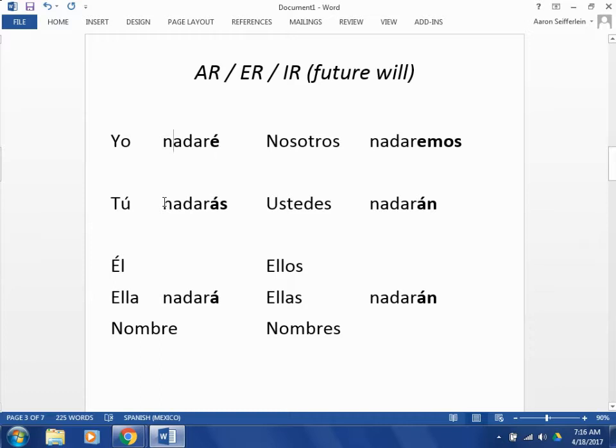Nadaré, nadarás, nadará, nadaremos, nadarán, and nadarán. Notice there are accents on all the endings except emos. Also notice that the first person forms, yo and nosotros, use the vowel E, but the rest of the forms use the vowel A.